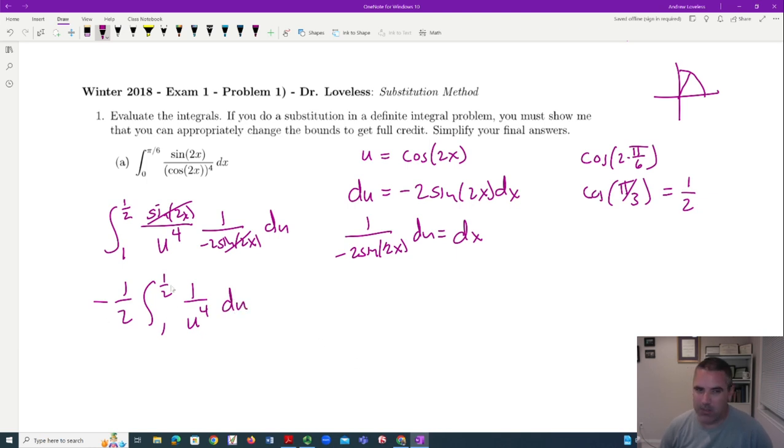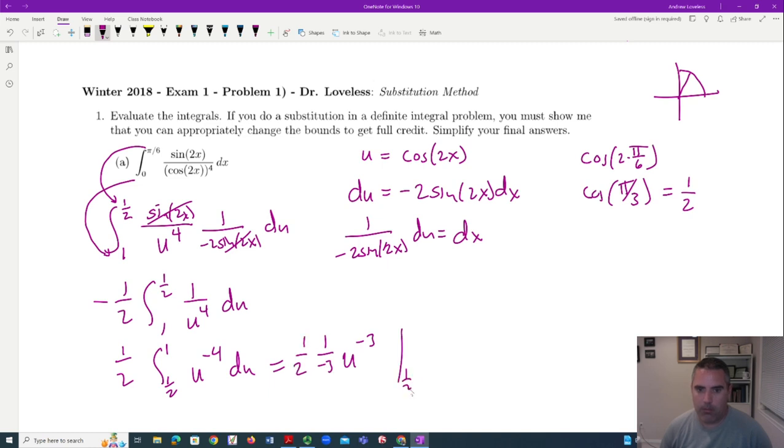Now, a few things. The reason I have a 1/2 there is because when I plug that in, that's what I got. If you want to flip these, you can. In fact, it's kind of nice because it would change the sign. That is not necessary. What is necessary is then integrating and evaluating. So this becomes u to the negative 3, 1 over negative 3, 1/2, value from 1/2 to 1. This is going to be negative 1/6, 1 over 1 to the 3rd, minus 1 over 1/2 to the 3rd, which is negative 1/6, 1 minus 8, which is 7/6.